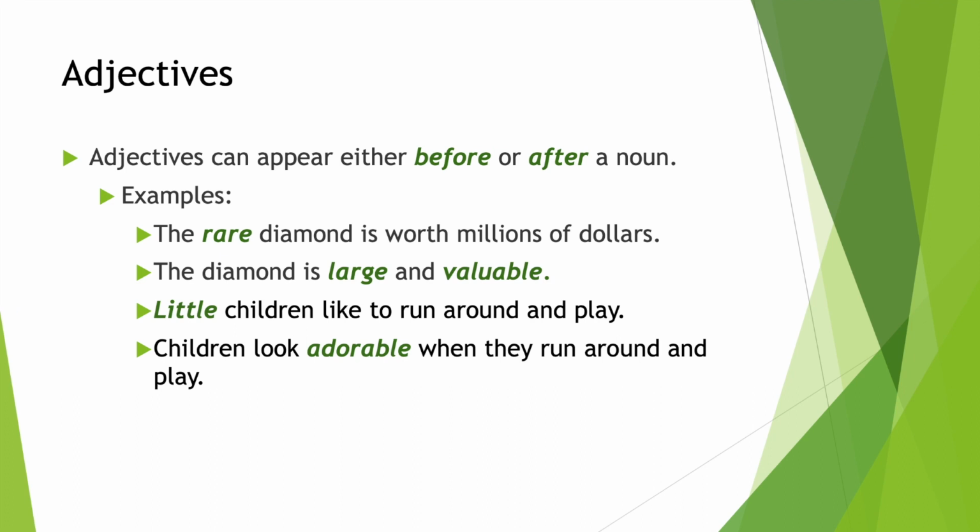Here's some examples. The rare diamond is worth millions of dollars. So rare is coming before the noun, diamond. The next sentence, the adjectives come after the noun. The diamond is large and valuable. Next sentence, little children like to run around and play. The next sentence, the adjective is going to come after the noun. Children look adorable when they run around and play.